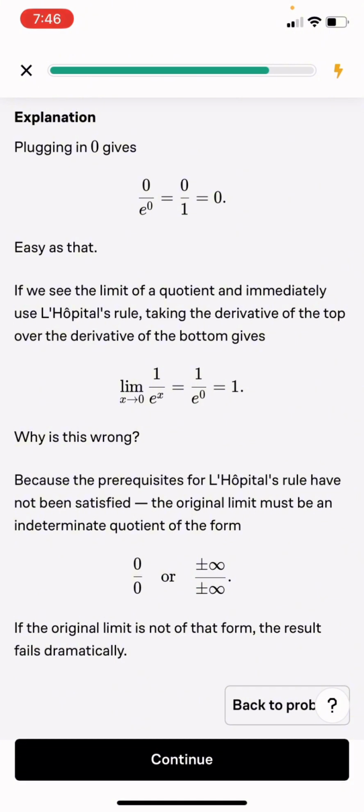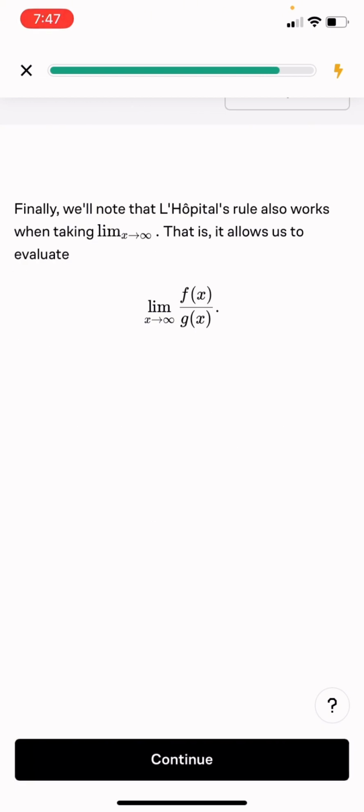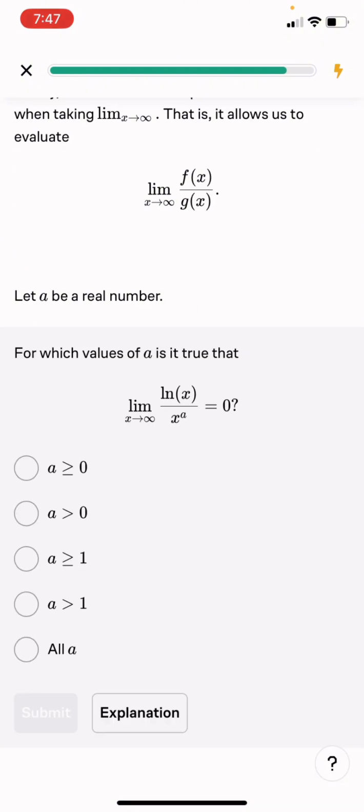Why is this wrong? Because the prerequisites for L'Hopital's rule have not been satisfied. The original limit must be an indeterminate quotient of the form 0 over 0, or positive or negative infinity over positive or negative infinity. If the original limit is not of that form, the result fails dramatically. Finally, we note that L'Hopital's rule also works well when taking the limit as x goes to infinity. That is, it allows us to evaluate the limit as x goes to infinity of f(x) over g(x).